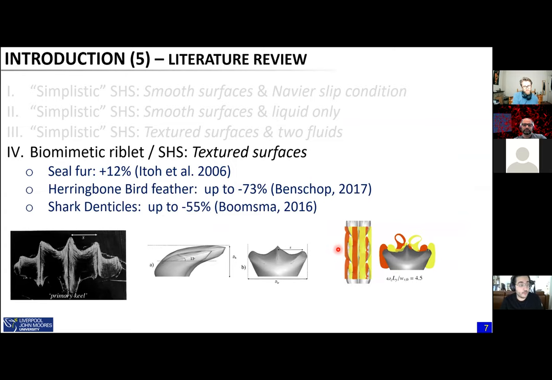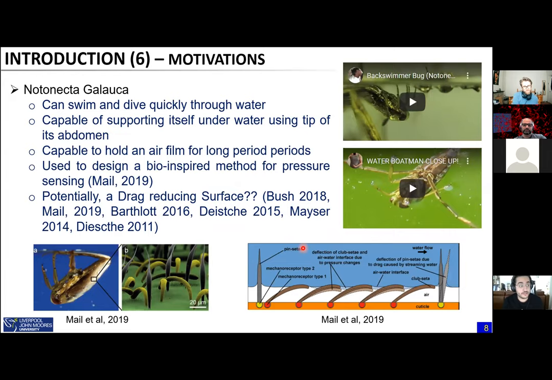So to get to our geometry, it is inspired by the backswimmer, also known as Notonecta glauca. It is an efficient aerodynamic insect which can swim and dive quickly through water. It's capable of supporting itself underwater using the tip of its abdomen, capable of holding an air film for a long period of time. And recently it was used to design a bio-inspired pressure sensing method by Mehdi et al. Also, it has been mentioned in a number of literature in the fields of biology in particular as a potential drag reducing surface, particularly using those geometries shown here.